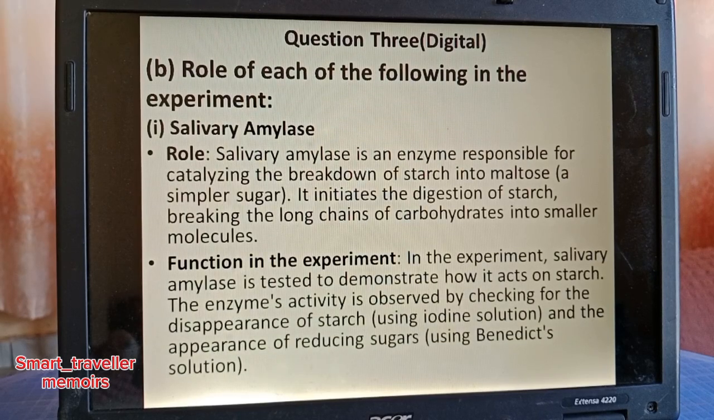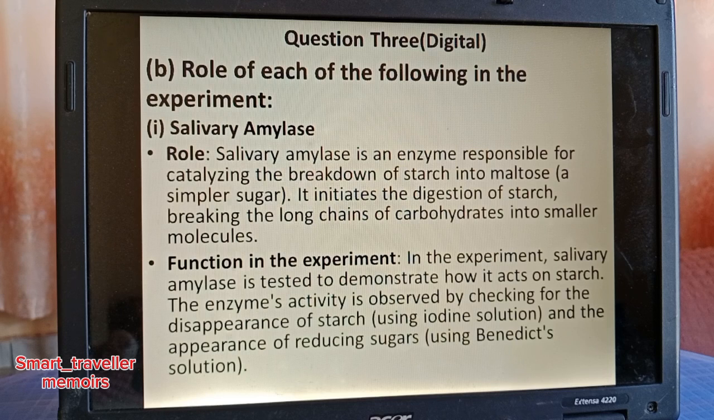Let's look at what I researched for E, salivary amylase. The role: salivary amylase is an enzyme responsible for catalyzing the breakdown of starch into maltose, a simple sugar. It initiates the digestion of starch, breaking the long chains of carbohydrates into smaller molecules.